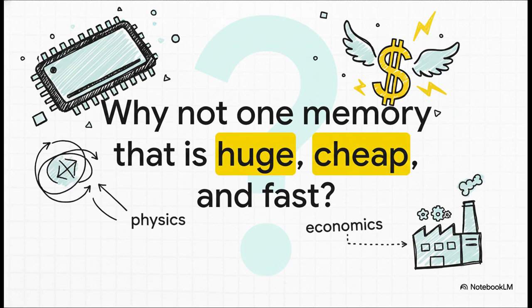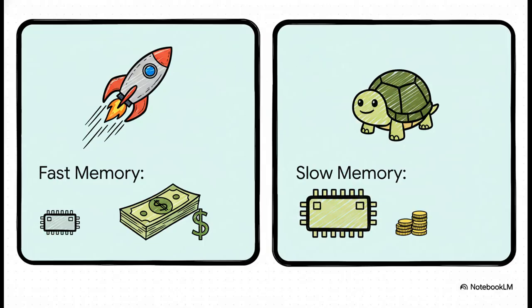Well, the answer, as it often does, comes down to the cold, hard reality of physics and economics. So you're basically stuck between two options. On one hand, you've got this blazing fast memory. It's incredible, but it's also super expensive, which means you can't afford very much of it. On the other hand, you've got memory that's dirt cheap and you can get tons of it, but it is painfully, painfully slow. So you see the dilemma? Speed, cost, and size. You can't have the best of all three.